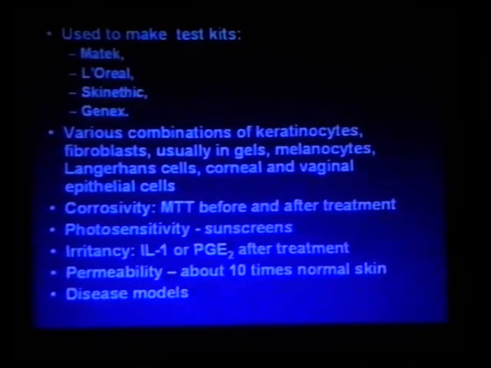Now this kind of system has been used extensively to make test kits. Matek, L'Oreal, SkinEthic, and Genex are just 4 examples of this. There have been a lot of them, both academic and companies. Genex is actually interesting in that rather than making up a collagen gel and putting keratinocytes on it, they mix up the keratinocytes and the fibroblasts all as one big mess, and leave them to sort it out. And the cells do, in fact, sort themselves out so that you get a dermis and an epidermis.